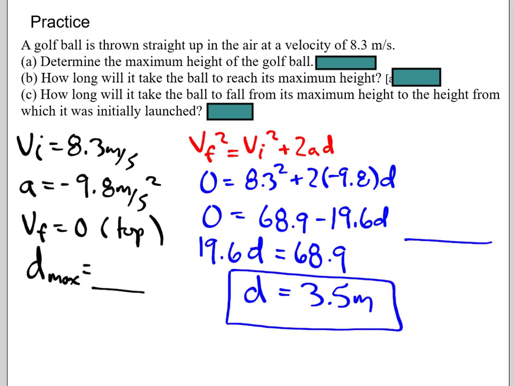So here's the ground. This is our zero reference point. The ball has gone up. It's 3.5 meters in the air. Okay, so there's the first one done.